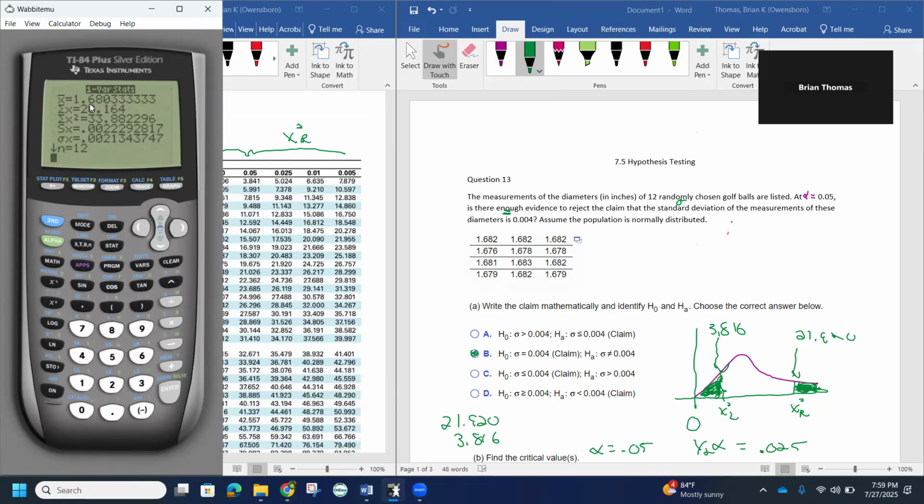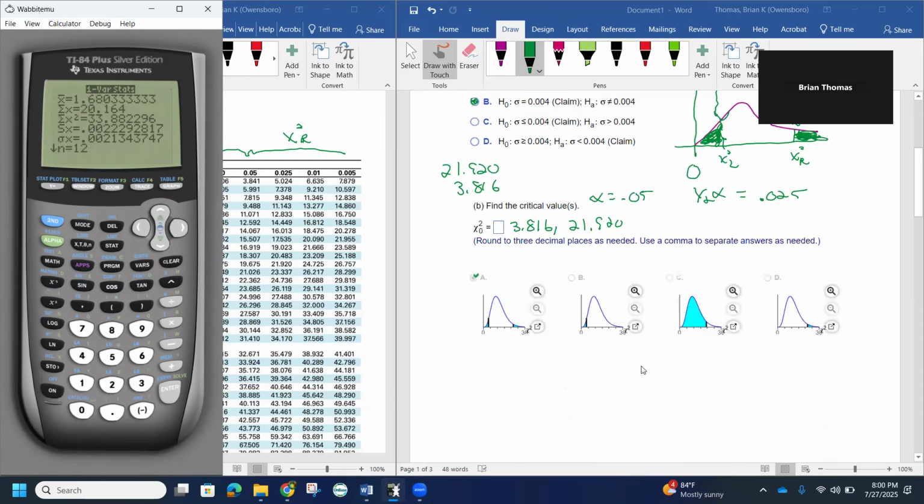The mean would be 1.683. The other numbers we're seeing here: the sample standard deviation is this 0.0022, and the population one is that one. But since we're doing a sample, Sx is what we need. If we scroll down, it gives us the quartiles and all our stuff, but all we really need to find the standardized test statistic is this Sx.